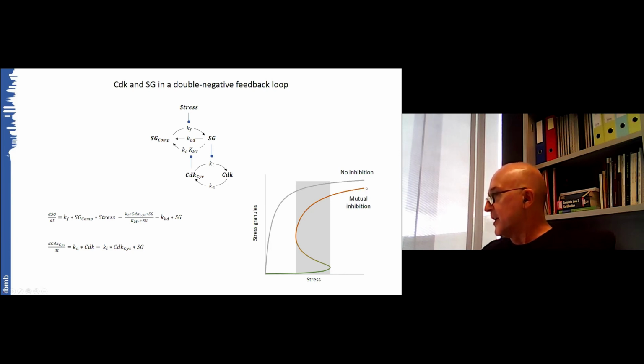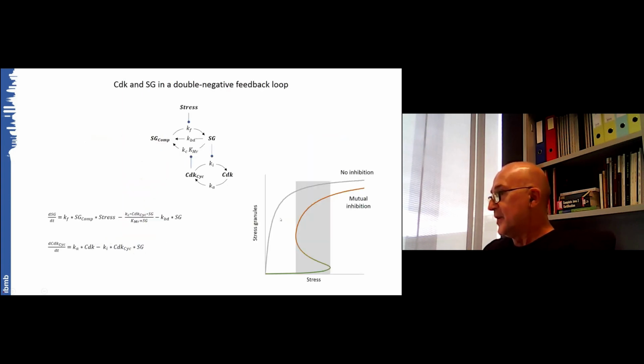However, if you start from the other side, so if the cell is already under a stress condition, that is, with lots of stress granules, and then you get rid of stress slowly, then even if you reach the same stress level as was used before to produce stress granules, the stress granules will still be in the cell until another critical value, lower than the first one, is reached. So that's what helps the system to have a memory, or to behave differently depending on the previous state. That's called hysteresis. Yeah?